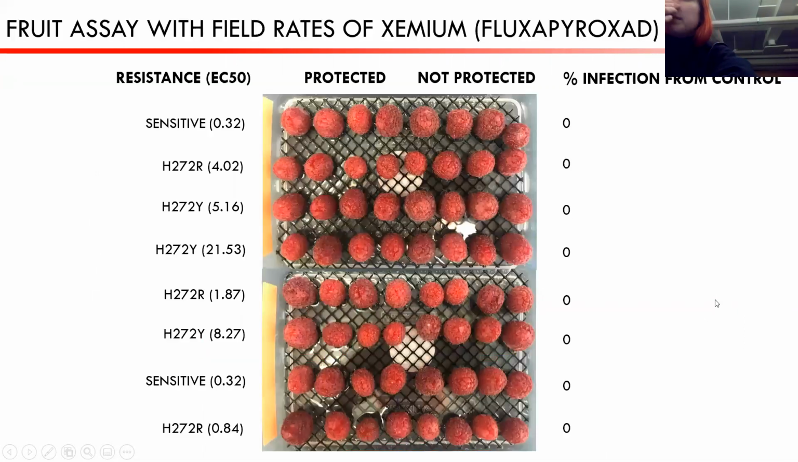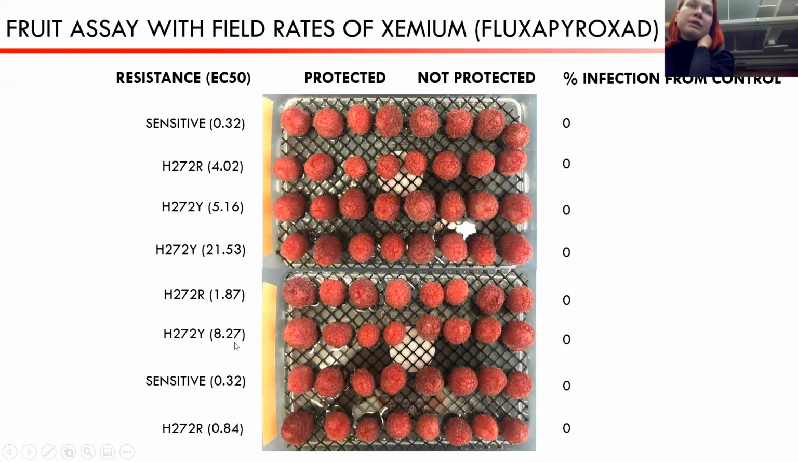Here is an example of such an experiment. This is a fruit assay with field rates of Xemium as an example. What we did, we took raspberry fruit, and half of this fruit we sprayed with field rates of the fungicide Xemium, while the other half was left without any fungicide treatment, our control. And then we inoculated each of these rows of raspberries with a different Botrytis strain, because the first one was sensitive, so it didn't have any mutation.